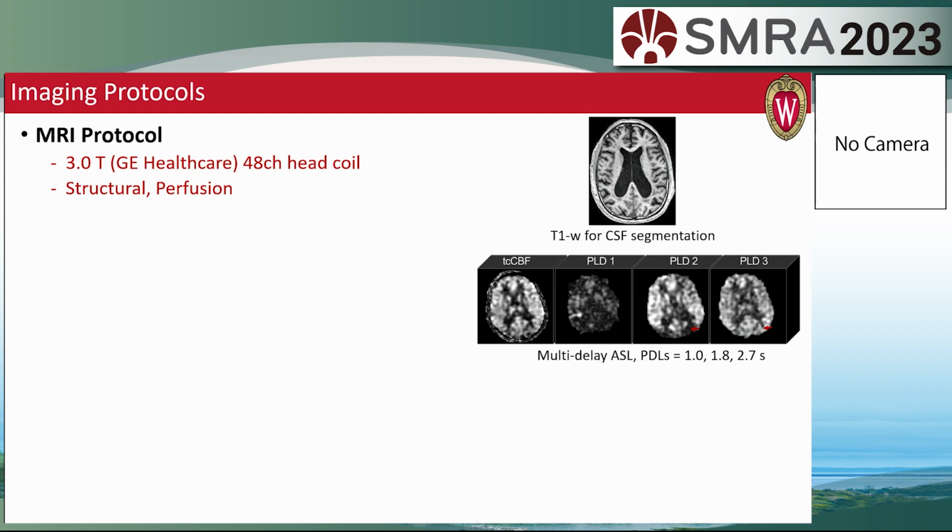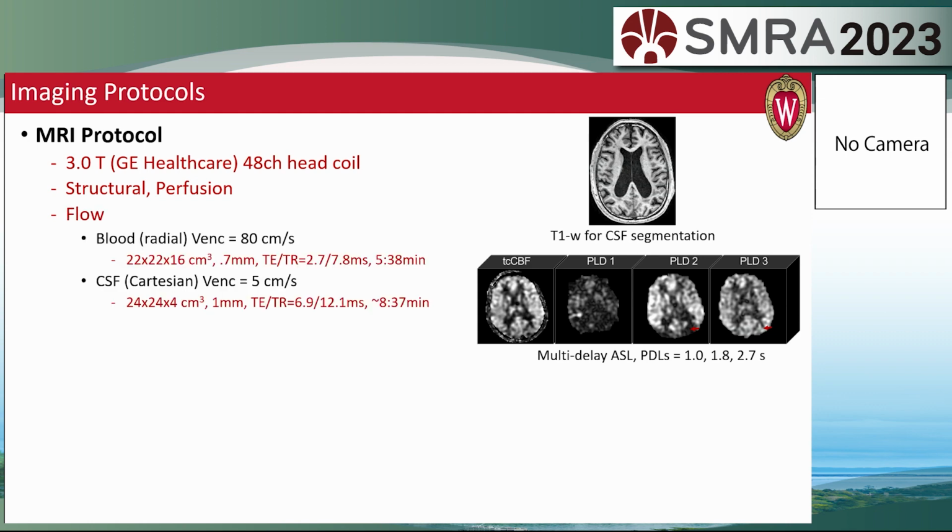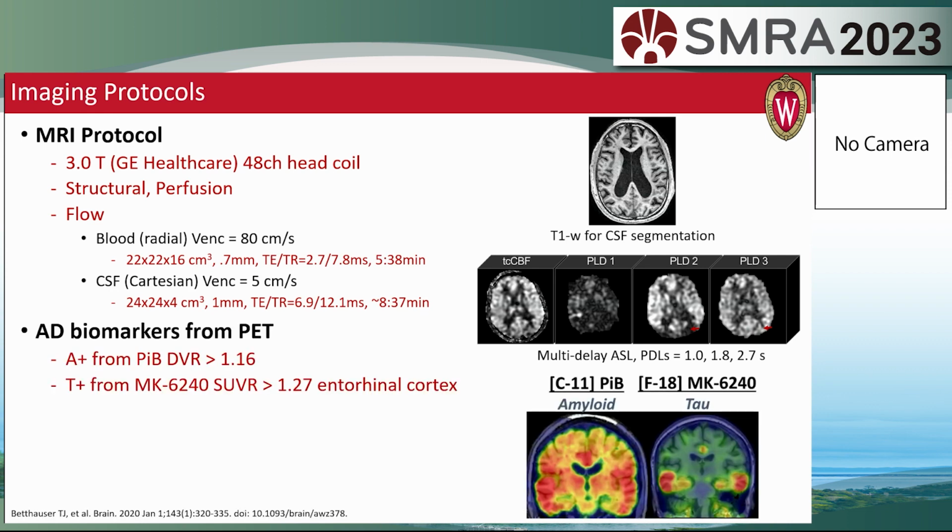And some details about the MR protocol that we use. We did structural imaging to segment different tissue classes and CSF spaces, and multi-delay arterial spin labeling to help with delay filling in these elderly populations. For our flow imaging, we used a velocity encoding of 80 centimeters per second for blood flow imaging and 5 centimeters per second for CSF flow imaging. All Alzheimer's disease biomarkers were obtained from PET imaging, where we use carbon-11 PiB to determine amyloid burden, and fluorine-18 MK6240 to determine tau burden. And then we use some population-based thresholds to establish who was positive or negative.